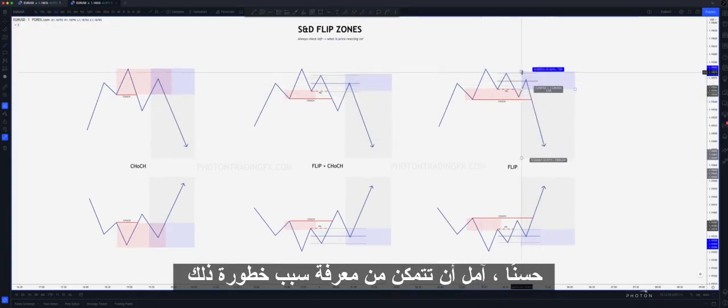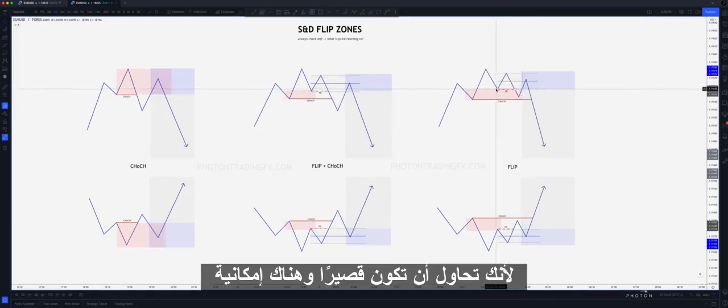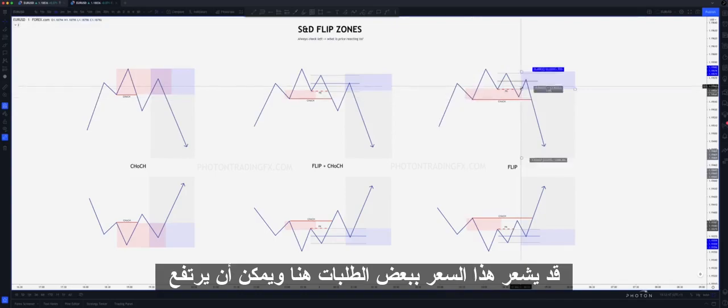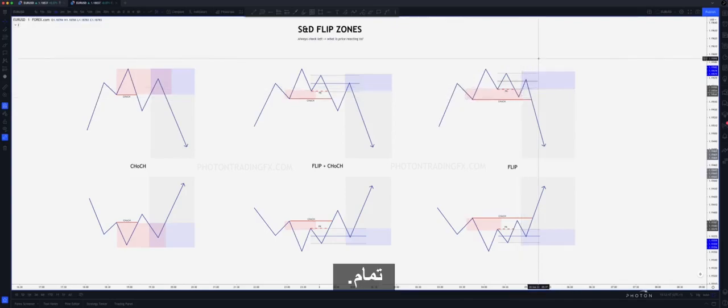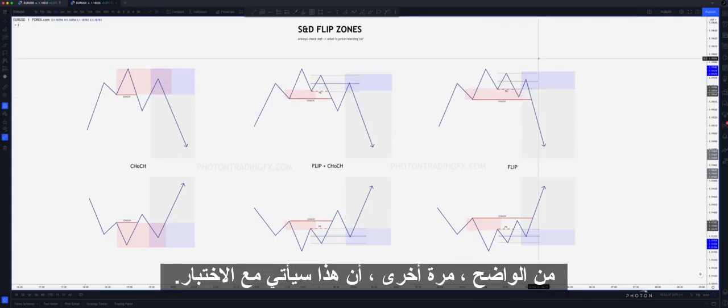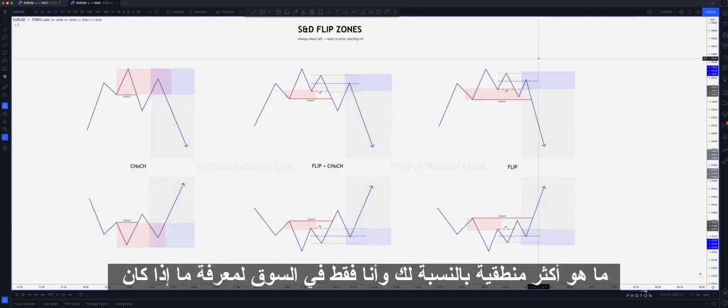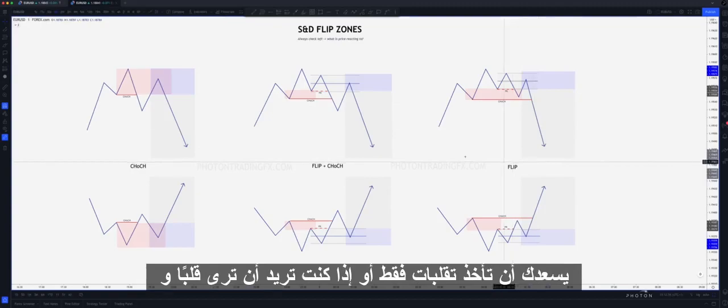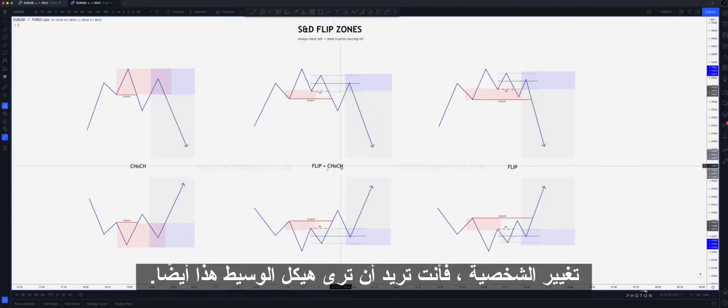So hopefully you can see why this is riskier, because you're trying to get short, and there's the potential that price could fill some orders within here and it could go up higher. Okay, so obviously again, this will come with testing what makes most sense to you, and just time in the market for whether you are happy to take just flips, or if you want to see a flip and a change of character, right? You want to see that break of structure as well.